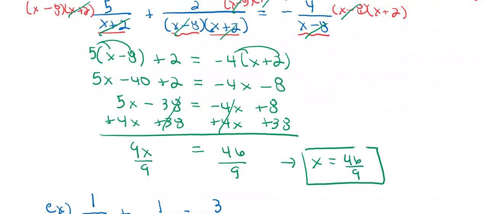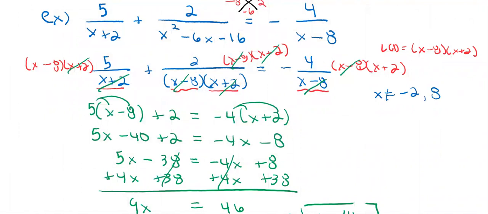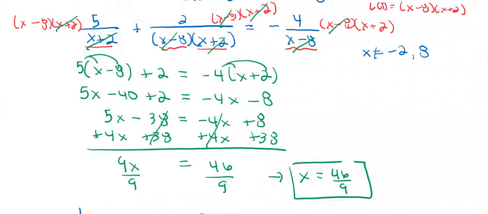Okay, now coming back up to the original problem here in blue, I want to make sure that I have no issues with my answer. So I'm going to make sure that I know what x can't be. And in this, I could see, based on it factoring, that x can't be negative 2 or positive 8. And my answer is neither of those, so we're okay.